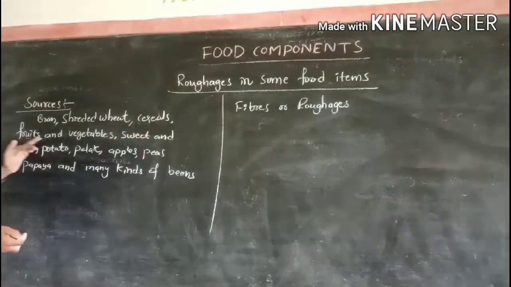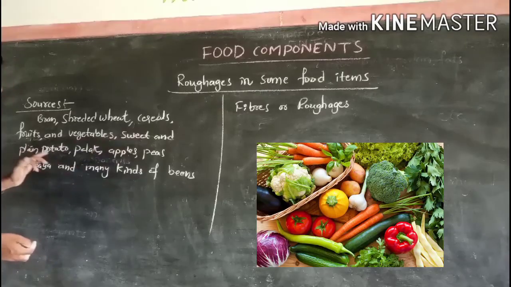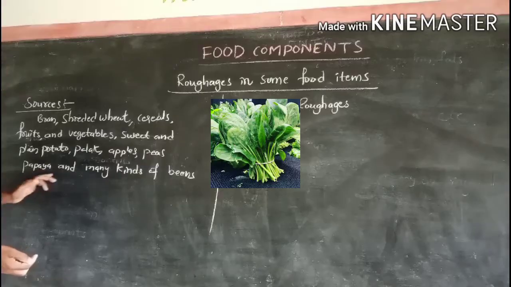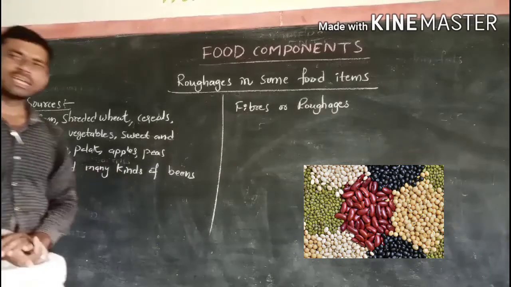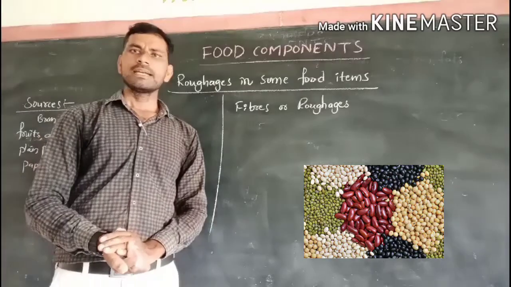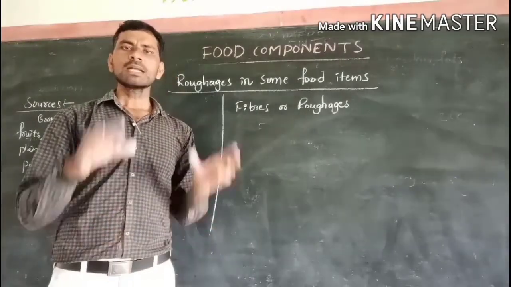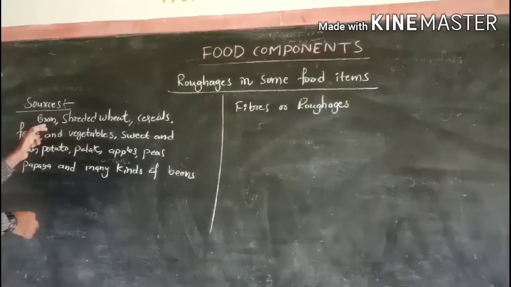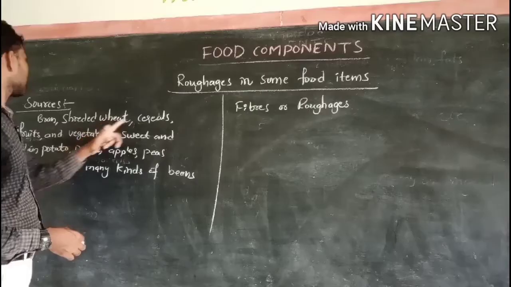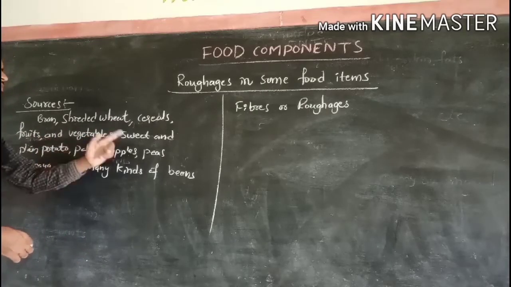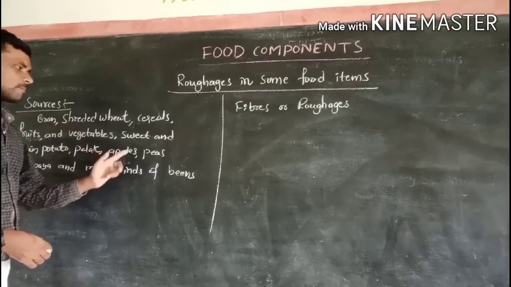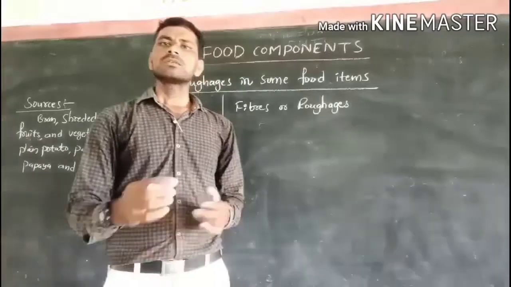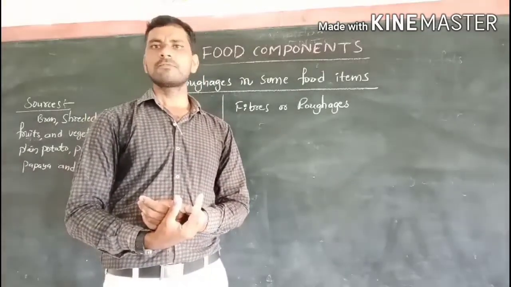Next, fruits and vegetables: sweet and plain potatoes, pollock, apple, peas, papaya and many kinds of beans. All kinds of beans contain fibers. What are the sources of fiber or roughages? You can remember these: bran, shredded wheat, cereals, fruits and vegetables, sweet and plain potato, pollock, apples, peas, papaya and many kinds of beans. These all are sources of fiber or roughages.